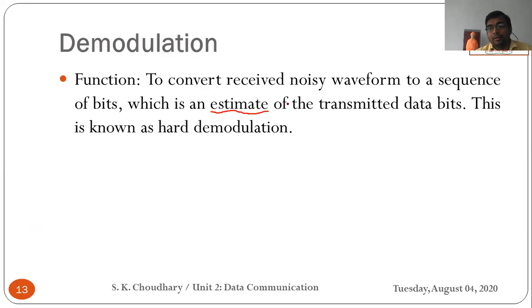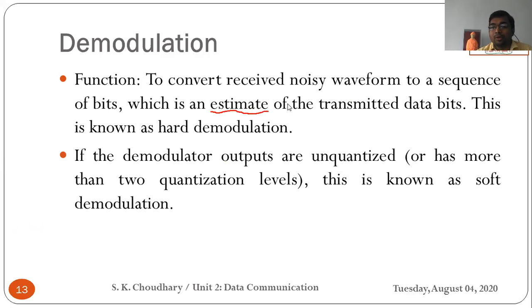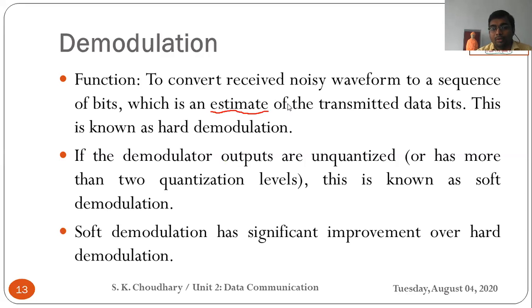Okay, and this is called hard demodulation. But another demodulation is soft demodulation, where the demodulation outputs are unquantized. If it is unquantized, it is called soft demodulation. The condition is that if the quantization level is more than 2 levels, it means it is unquantized. Soft demodulation has significant improvement over hard demodulation. Generally, we use soft demodulation.